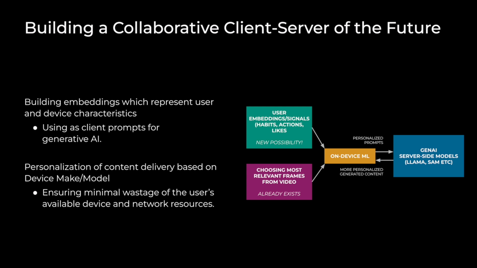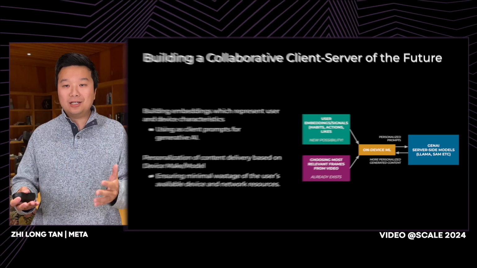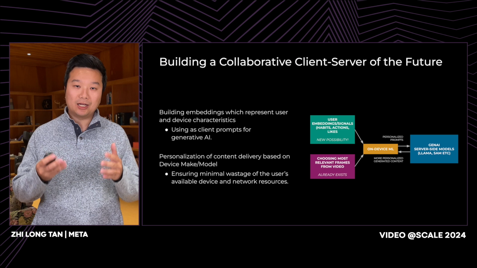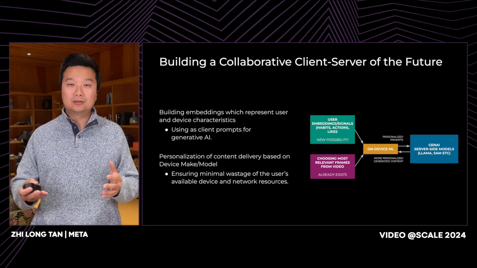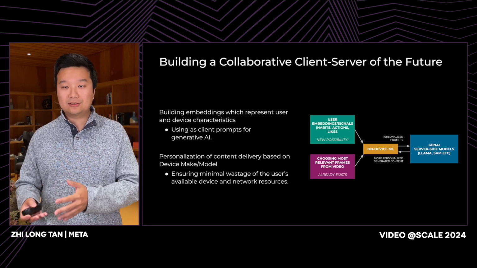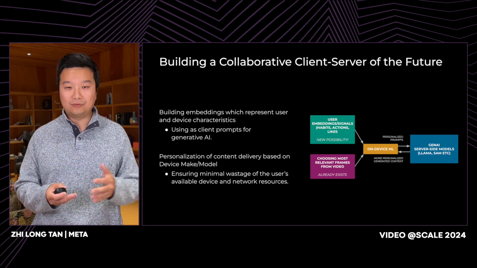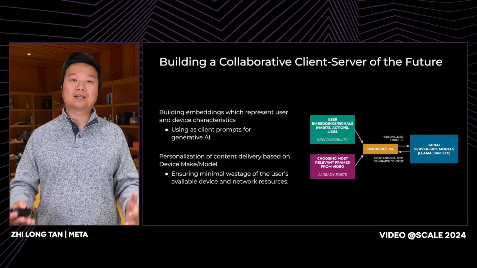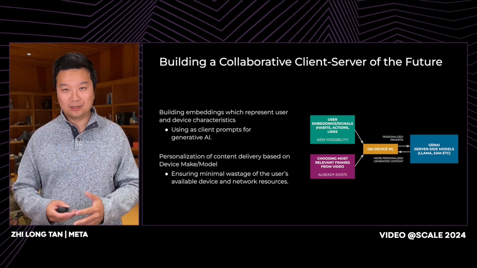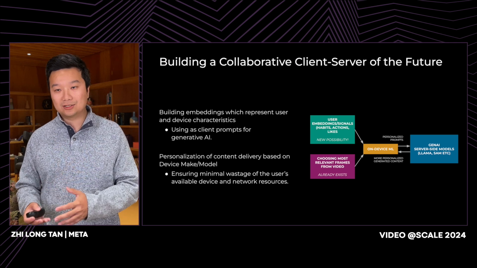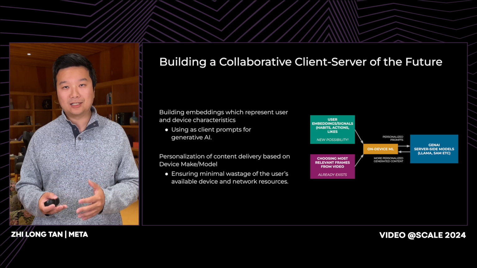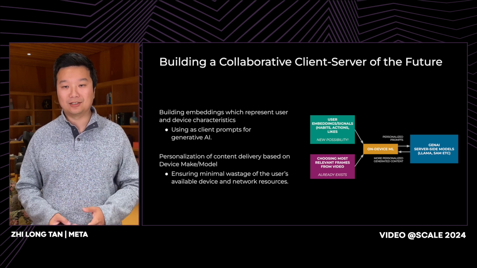Also, we can use those embeddings as client prompts for Gen AI. Generative AI can take into account device characteristics when generating content and control for resolution, size, or length of video which the device can actually download and play smoothly. By customizing content based on device capabilities, we can also help users minimize data wastage by serving content that the device can actually support, as Wen presented earlier.